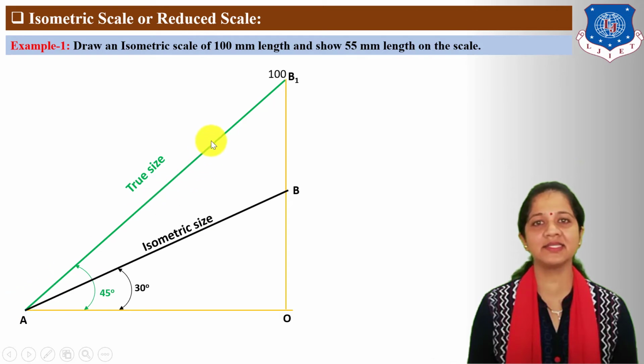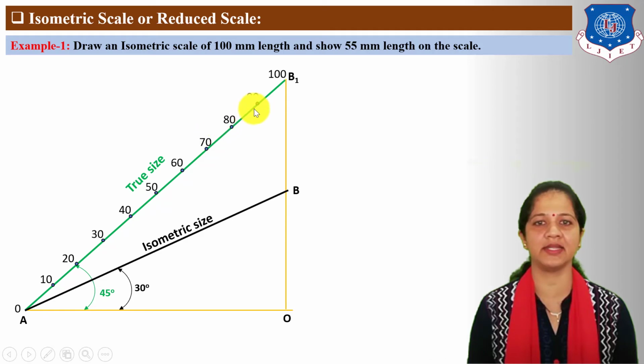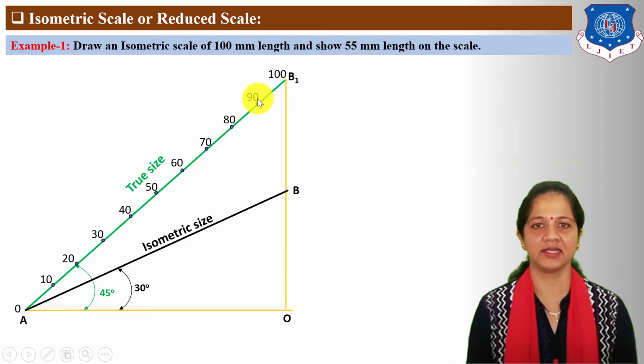Next, divide this true size AB1 line into 10 equal parts because as per given data, the size of AB1 line is 10 cm. So mark here 10 mm or 1 cm division points and write down here 0, 10, 20, 30, 40, 50, 60, 70, 80 and 90 mm size.